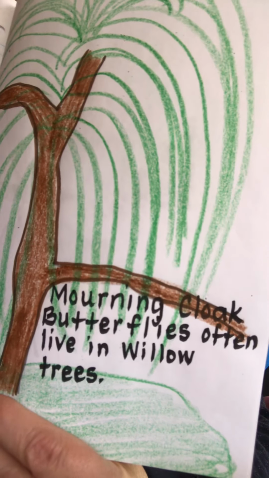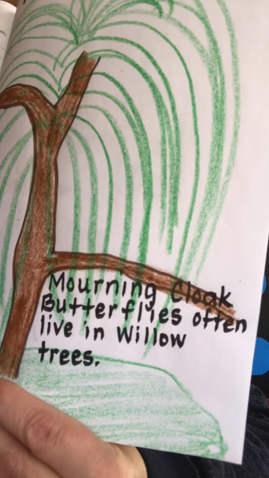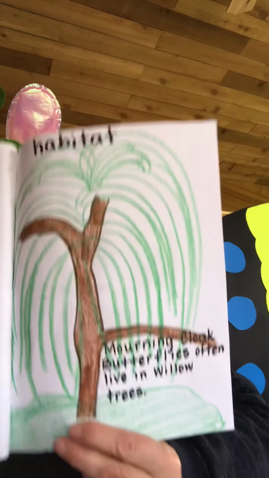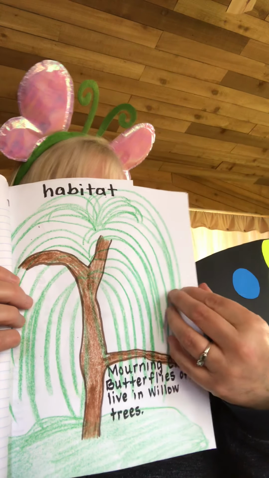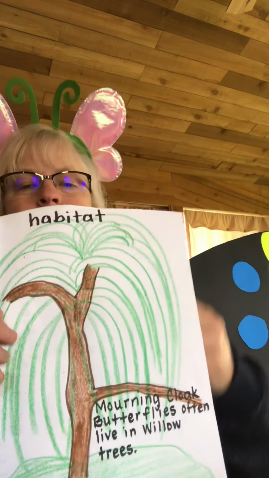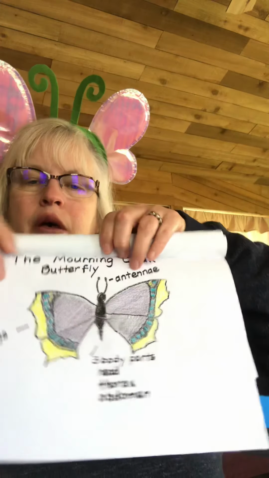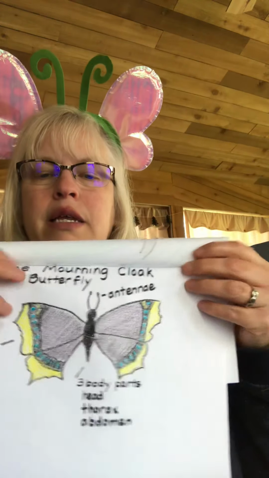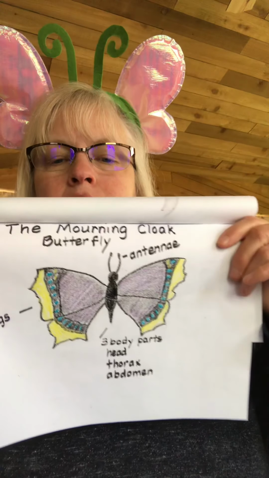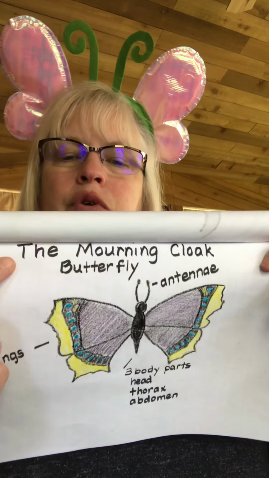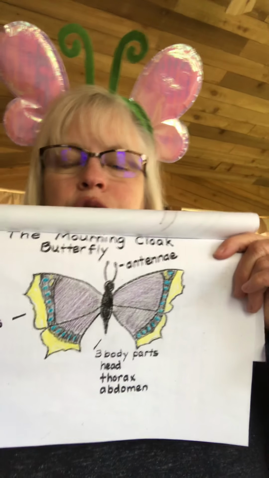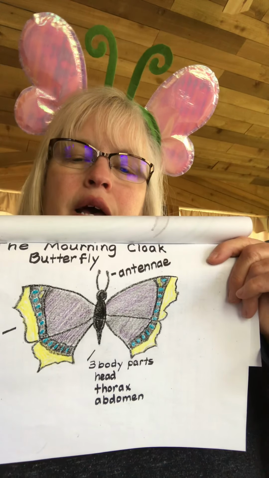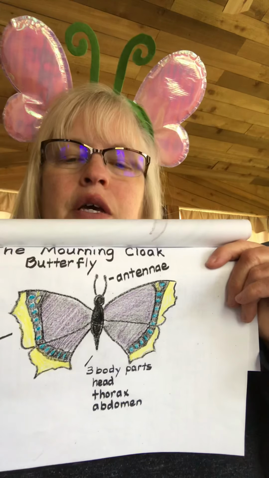Mourning cloak butterflies often live in willow trees. So there's my habitat picture. The next thing you need to have in your report is a diagram of your insect, and it needs to be labeled. The body parts need to be labeled. So of course I wrote again at the top, the mourning cloak butterfly. I drew my butterfly the best I could. Actually, that's pretty good for me, don't you think?